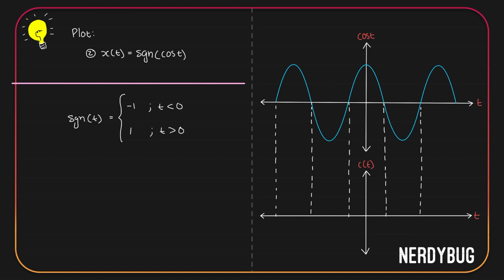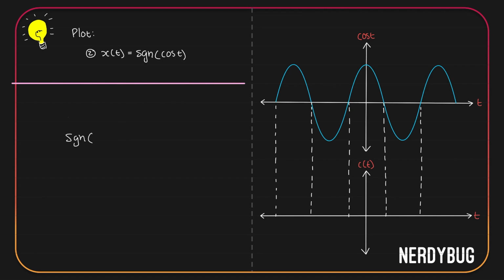Or in other words, we can say it is -1 if whatever is inside the bracket is less than 0. It is 1 if whatever is inside the bracket is greater than 0. So if whatever is inside the bracket is cos t, then it will be 1 if cos t is positive, it will be -1 if cos t is negative. If cos t is 0, signum function will be 0.